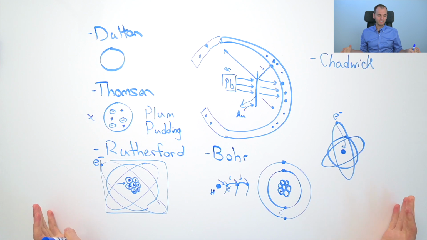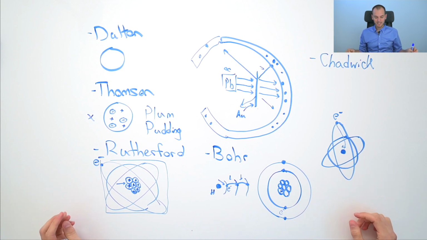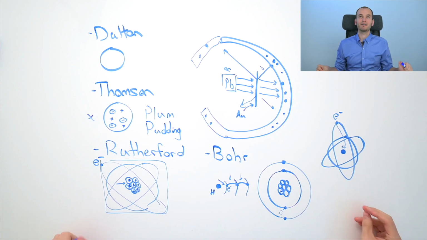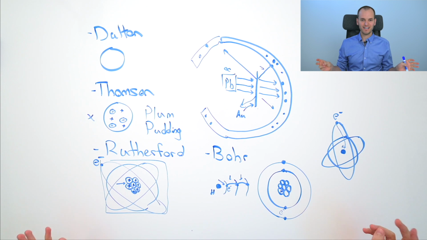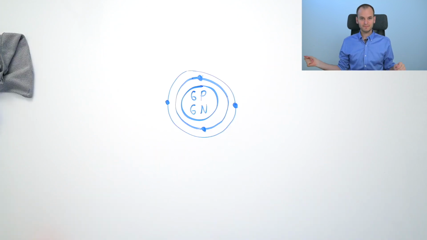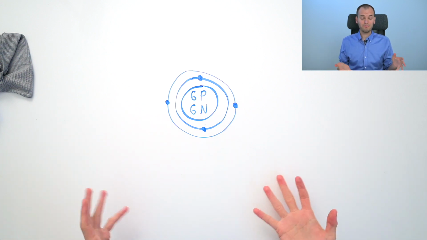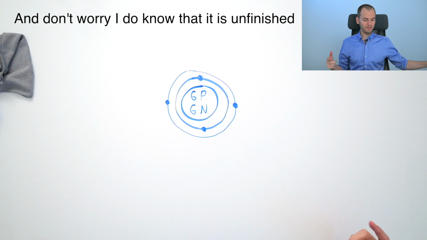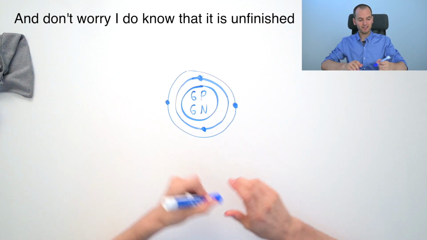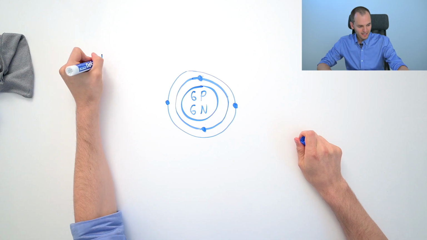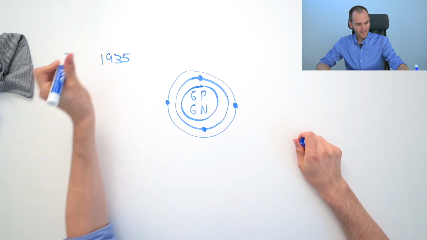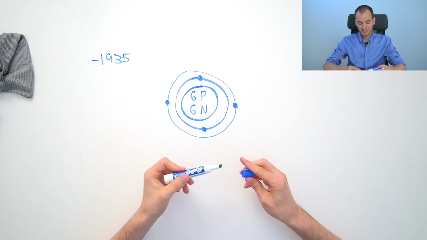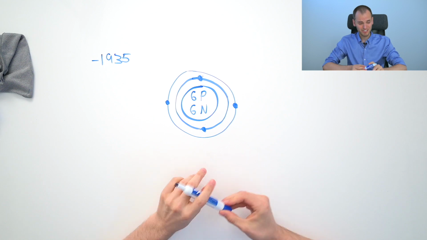Now all this information we can put together to make the Bohr-Rutherford model of the atom. So if I just do some magic stuff and snap my fingers, and there you have it, the Bohr-Rutherford diagram of the atom. So this model takes into consideration everything till about 1935.